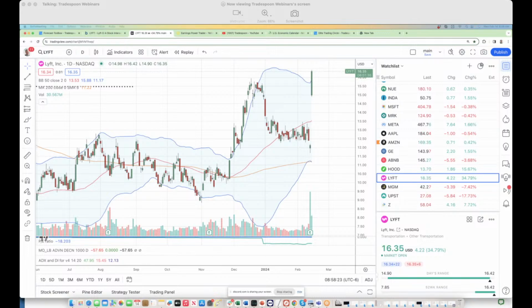Robinhood, you can close the calls. I did 16 calls, now you can be out of those. So the good news, there is a lot of premium in these options, so that's the good news.